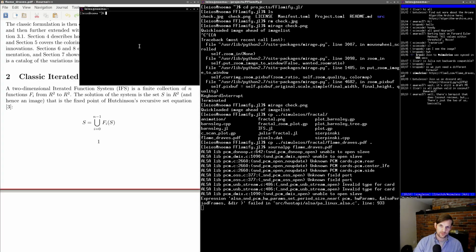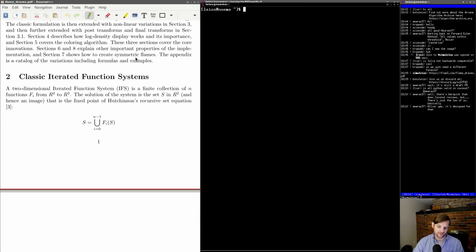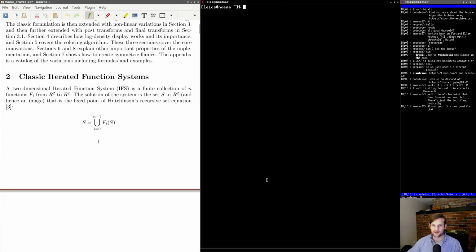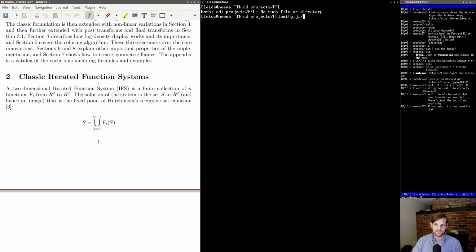Let me open up a new terminal to cover this other terminal that I opened up. Anyway, you know how it goes. Let me move this up here and move this down there. Oh, one second. Move this down one. cd into projects, Flamify, great.